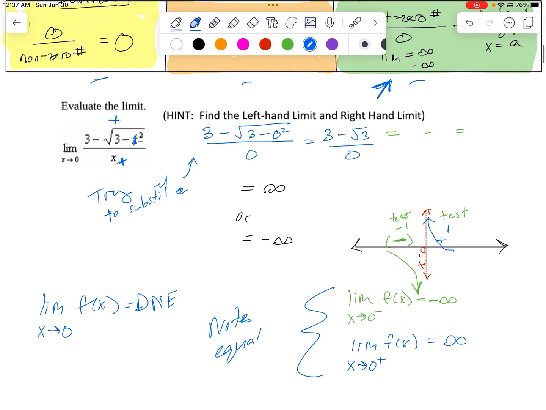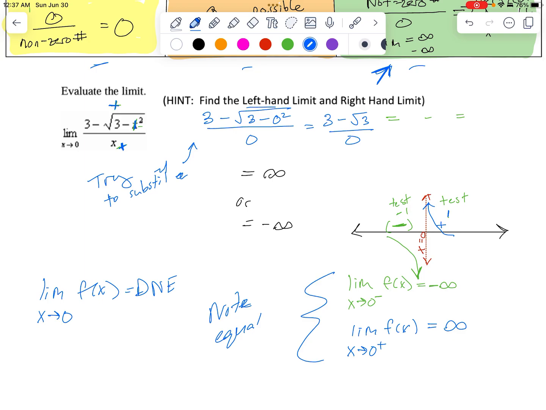So there's that limit. So you can see why we had to check left hand and right hand, because that's how we find out if it's going to positive infinity or negative infinity. And we do these little test points of using a sign analysis on both sides of the asymptote.